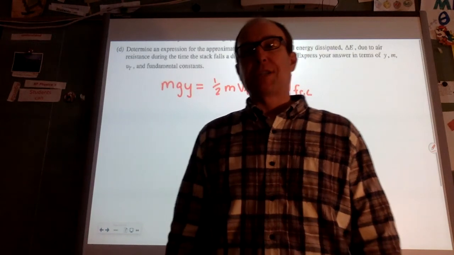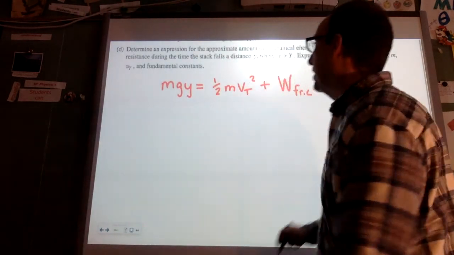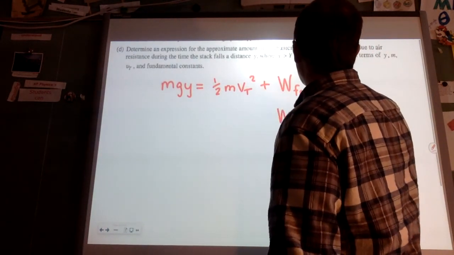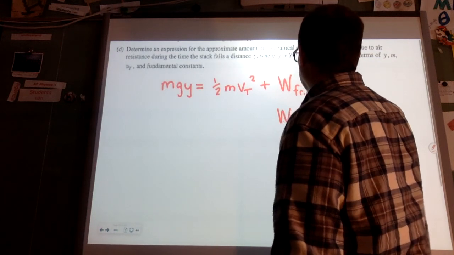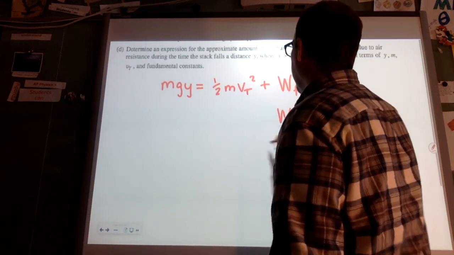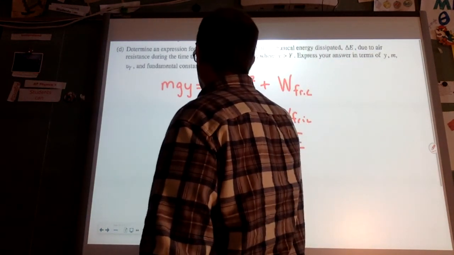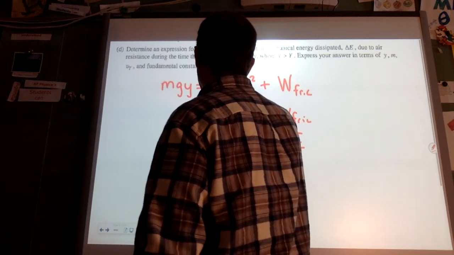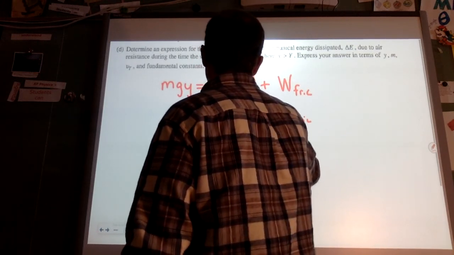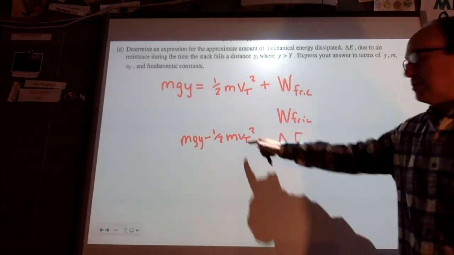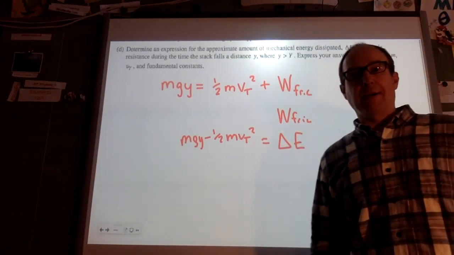So this air resistance is going to be a dissipation of energy, and so the work done by friction they want to call delta E. That's going to be equal to mgy minus 1/2 m vt squared. So this terminal velocity is going to be all the kinetic energy that I can get.